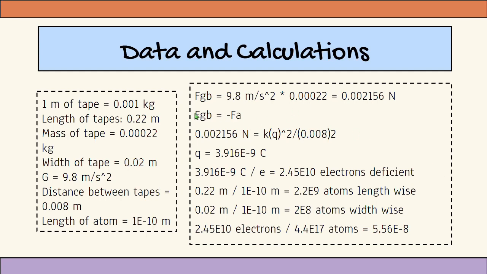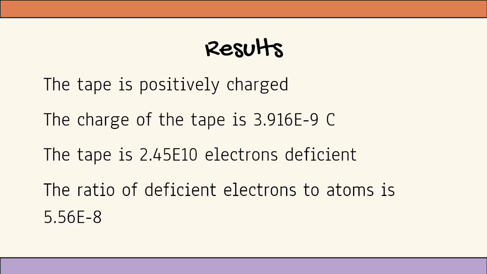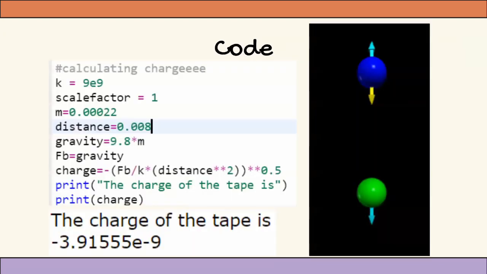And these are our calculations. You see we set the gravitational force of tape B equal to the negative electric force of tape A upon tape B. We got the charge using that calculation. The final results are the tape is positively charged. The charge of the tape is 3.916 times 10 to the negative 9 coulombs. The tape is 2.45 times 10 to the 10th electrons deficient, and the ratio of deficient electrons to atoms is 5.56 times 10 to the negative 8.